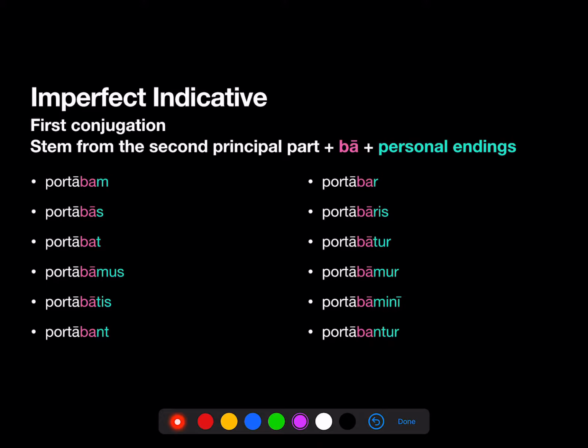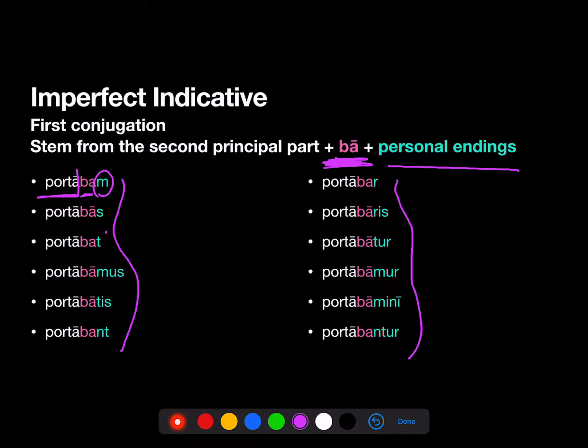In the first conjugation, we take that stem from the second principal part, porta. We add the tense sign, ba, and personal endings. So porta throughout, ba, and then almost the same personal endings: m, s, t, mus, tis, nt in the active, r, ris, tur, mur, mini, ntur in the passive. Notice the long A of the ba gets shortened before final m, t, nt in the active, before final r and ntur in the passive.